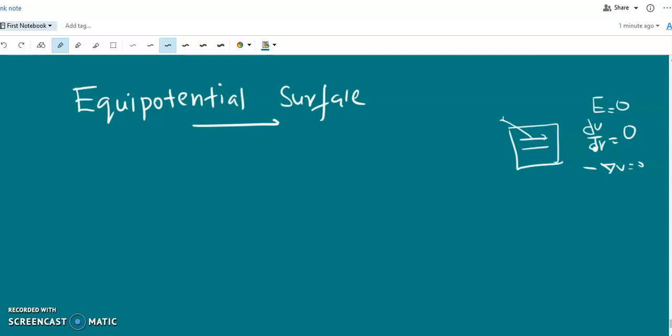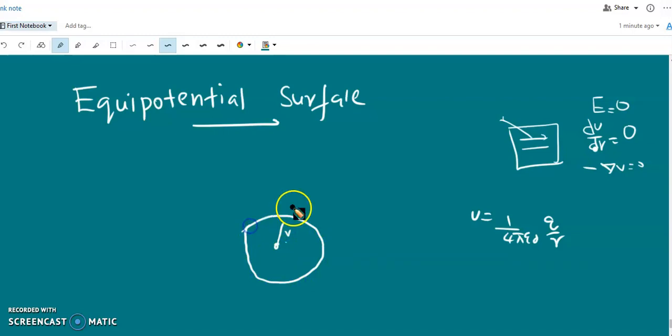Now we know, consider a point charge here. The potential of a point charge is 1 by 4 pi epsilon 0 q by r. Potential is a scalar, so it has only magnitude. So if we draw a sphere at a fixed distance r, then throughout the sphere the electric potential is a constant. Since the potential depends only on r, for the sphere the radius is a constant. So this is an equipotential surface.